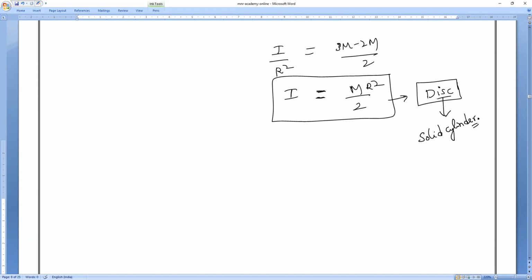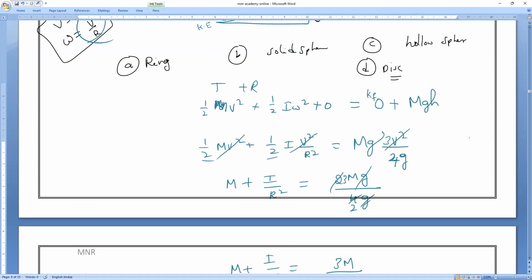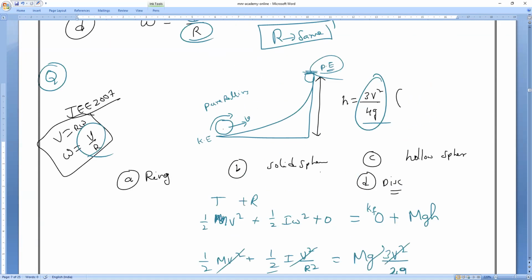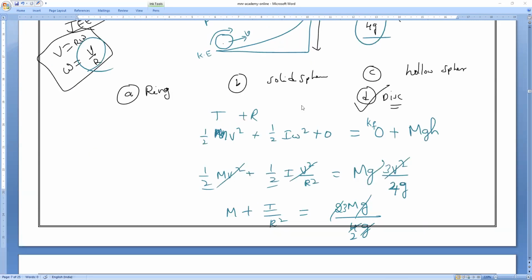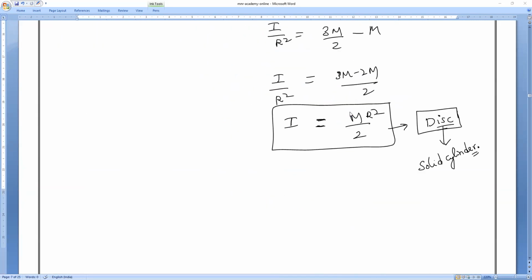Understand, brothers? Not satisfied with the disk? Because in the given options, solid cylinder is not there. If suppose solid cylinder is also there, then what are the correct options? Both are correct. Clear, everyone? So that is the thing you have to remember. If both are there, then you should take both. That's why I said you have to learn the moment of inertia for every kind of object. Otherwise it is very, very difficult. Please remember that. Are you clear, everybody?